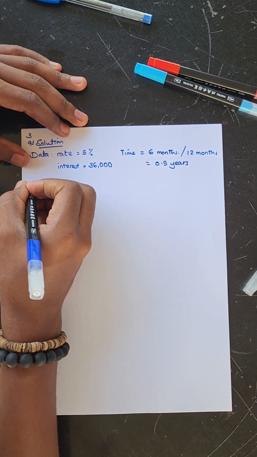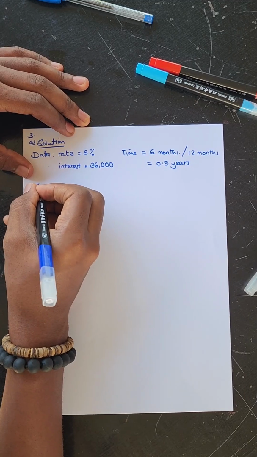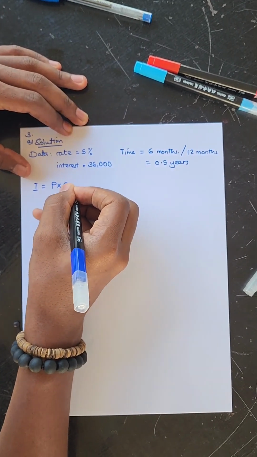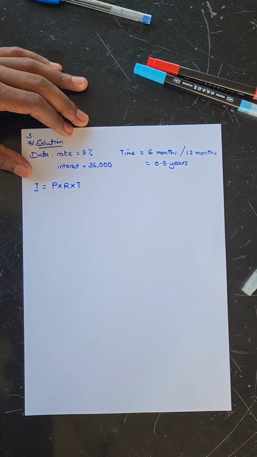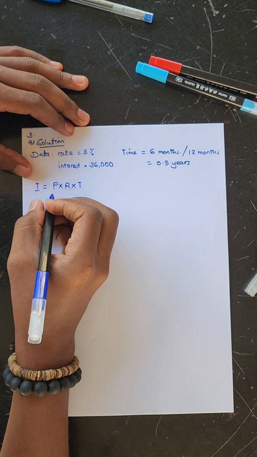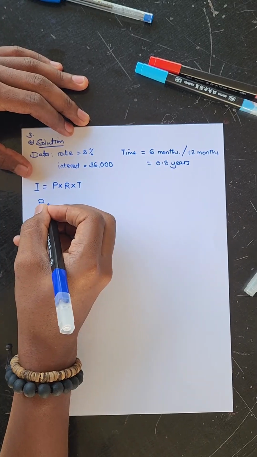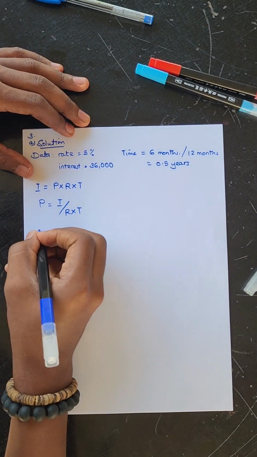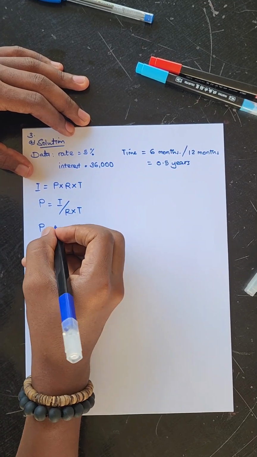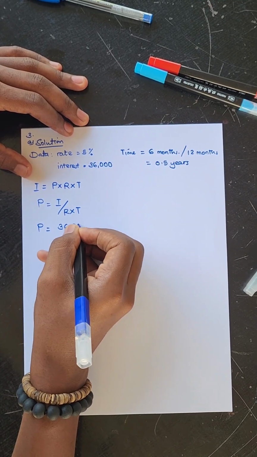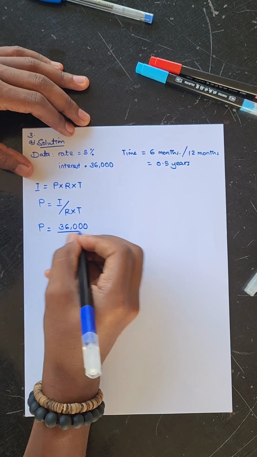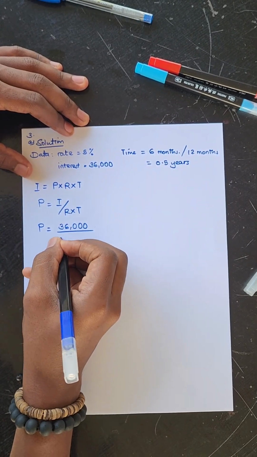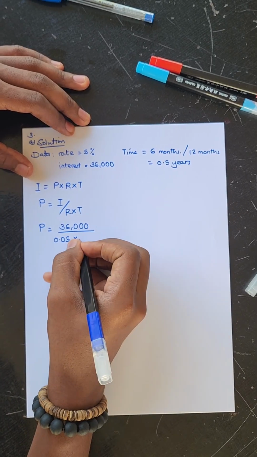Okay, now formula. Simple interest equals P times rate times time. Okay, now we're looking for principal, so principal equals interest divided by rate times time. Principal equals 36,000, which is the interest, divided by rate. Now this rate is in percentage, we need to put it in decimal, so 0.05 times time, which is 0.5.